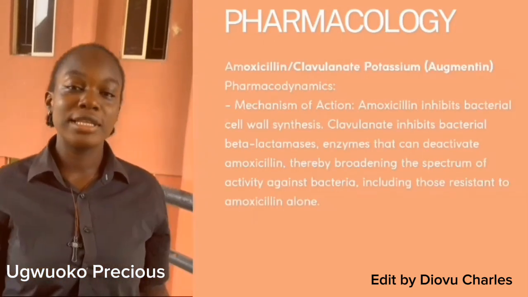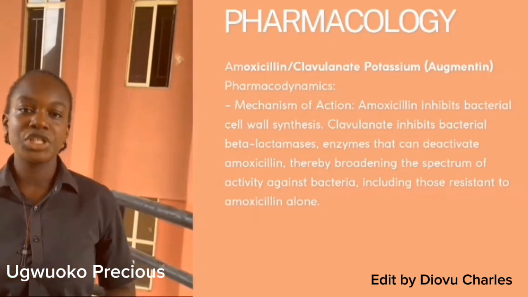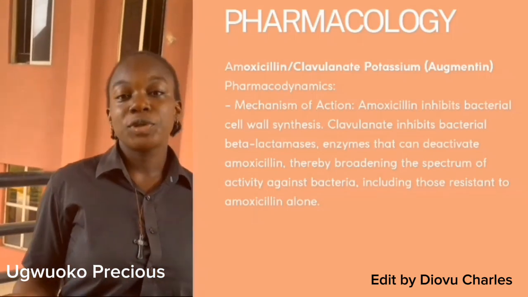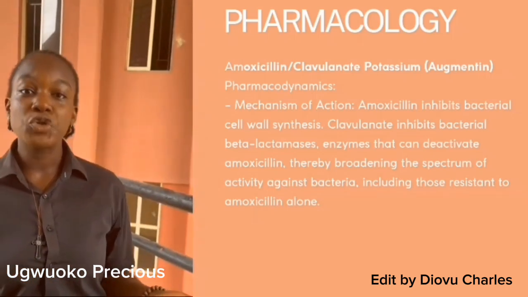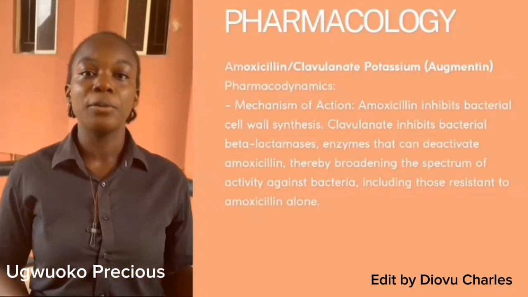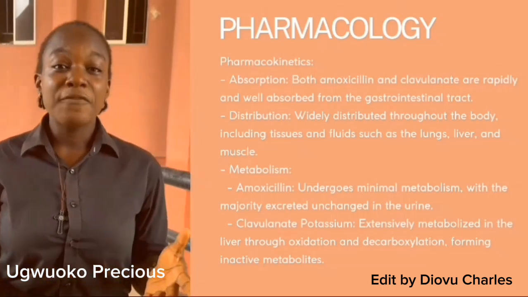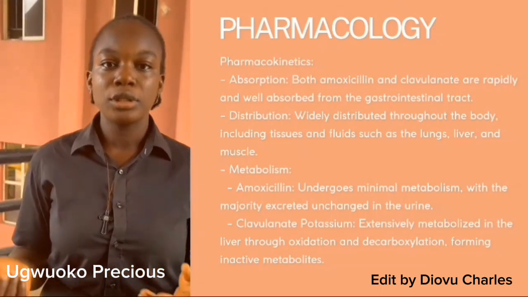Augmentin contains amoxicillin and clavulanate potassium. Amoxicillin works by inhibiting bacterial cell wall synthesis, which leads to bacterial death, while clavulanate potassium works by inhibiting bacterial enzymes such as beta-lactamases, which cause antibiotic resistance in bacteria. They are absorbed rapidly in the gastrointestinal tract. They have a high volume of distribution in body fluid and body tissue.